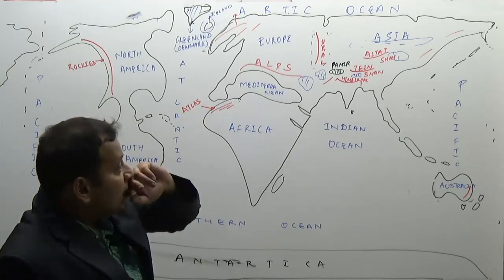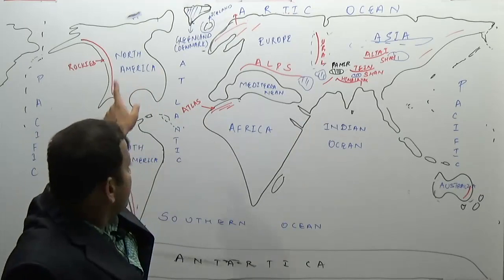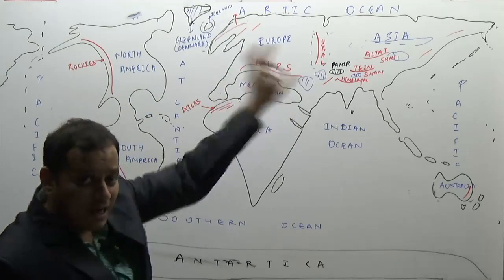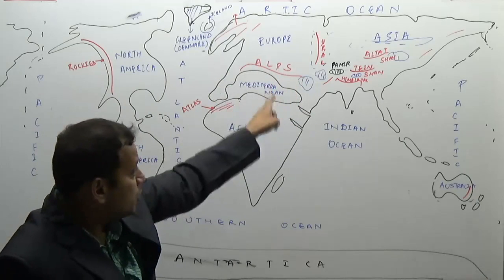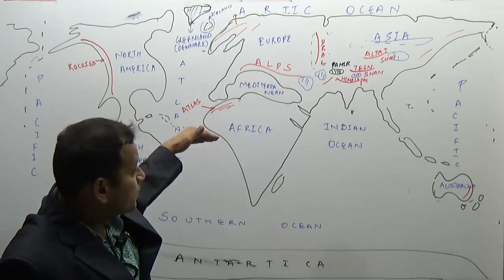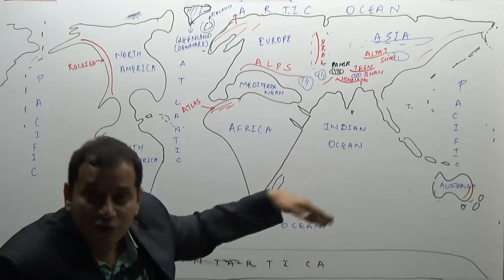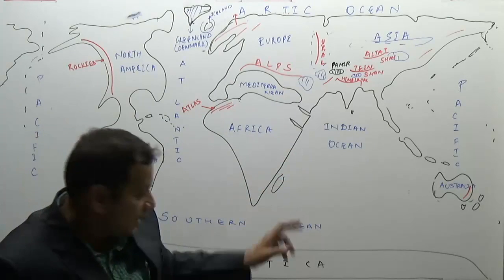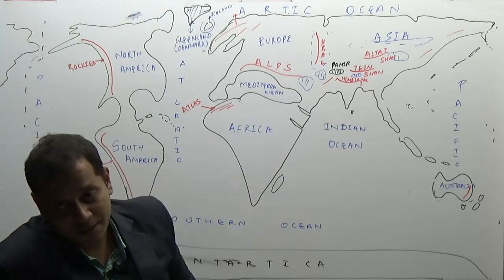Now, if we look at the overall distribution, the major continents are North America, South America, Europe, Asia, which are separated by the Ural mountain ranges. Then we have Africa and we have Oceania, which forms Australia, New Zealand and the remaining part. And lastly, we have Antarctica in the southern pole.